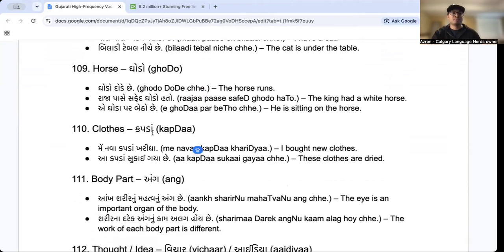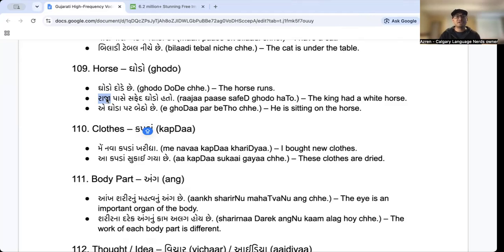Horse is ghoro. So ghoro dode che. The horse is running. Raja pase safed ghoro hato. The king had a white horse. Raja is the word for king. Safed ghoro is a white horse. These are all pretty easy words today. There's nothing really crazy difficult today, I find.